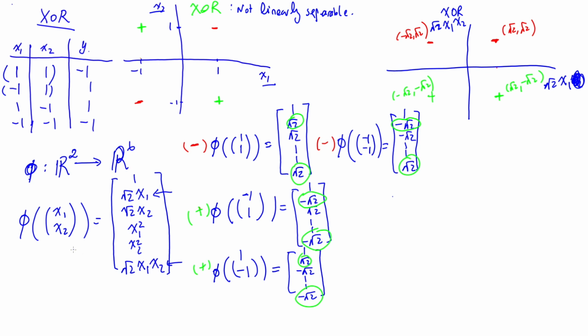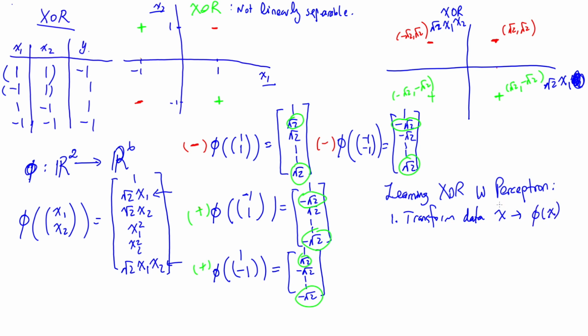So in other words, the idea would be, let me write, learning XOR with a perceptron. Okay, the first step would be to transform the data. So you would go from x to phi of x, and let's say x is in p dimension and phi of x is in k dimension. Then second, you would do perceptron training on the transformed data.